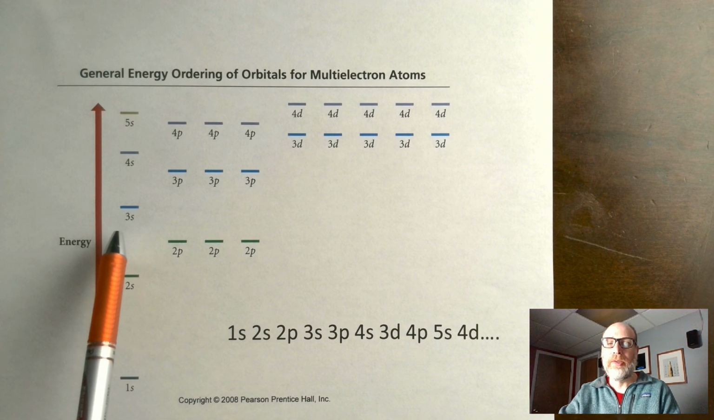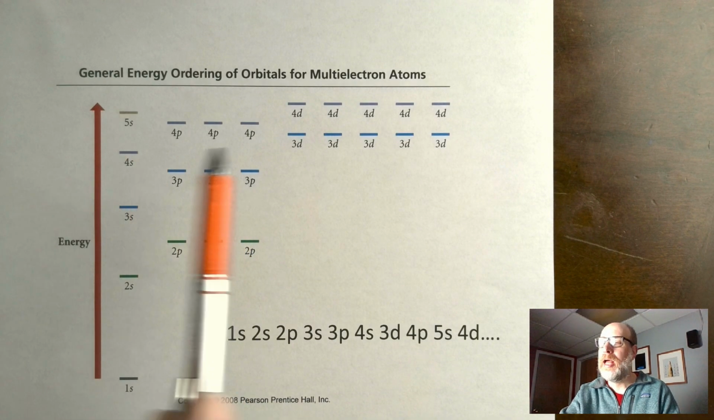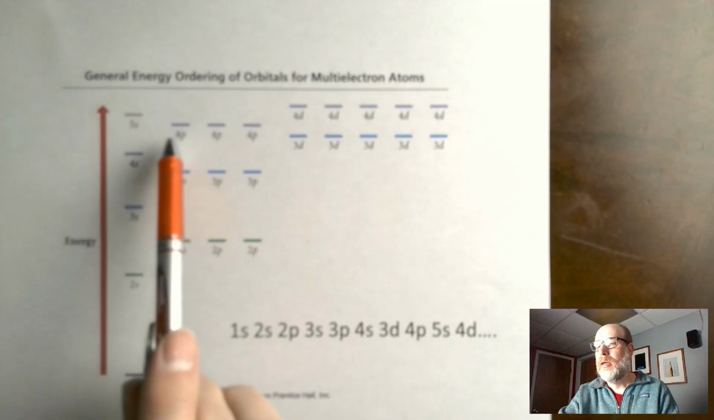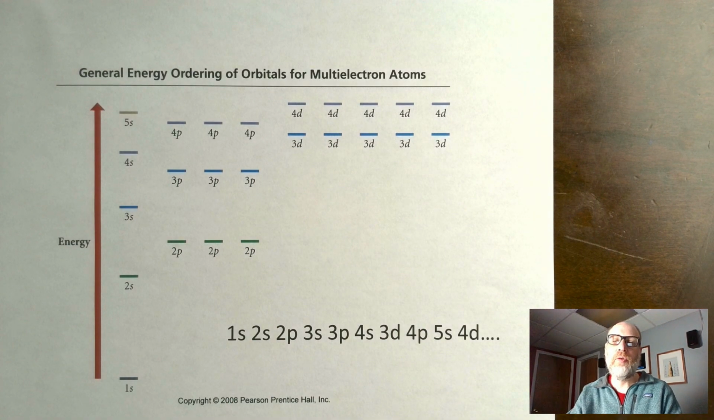Then the 3s, and then the next is the 3p, and the next is the 4s, and then the 3d, and the 4p, and the 5s, and the 4d. And if you put that all together, you can write it out as a long string of orbitals that goes from lowest energy to highest energy. So 1s is first, 2s is next, 2p is next, 3s, 3p, 4s, 3d, 4p, 5s, 4d.